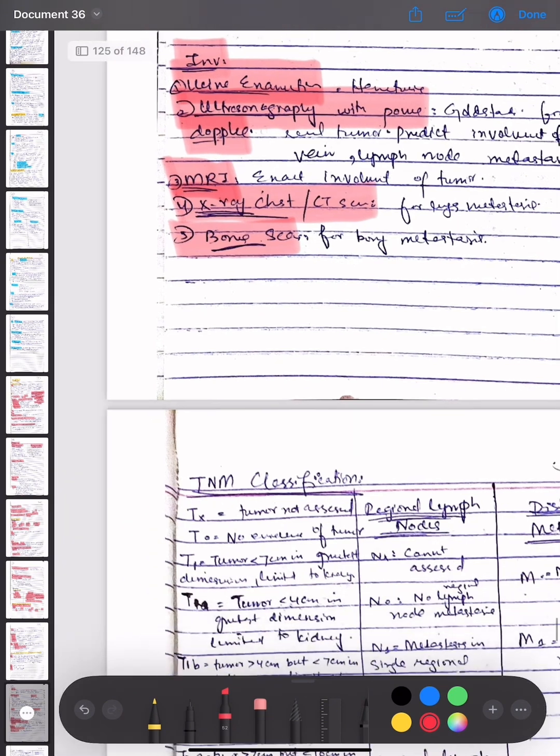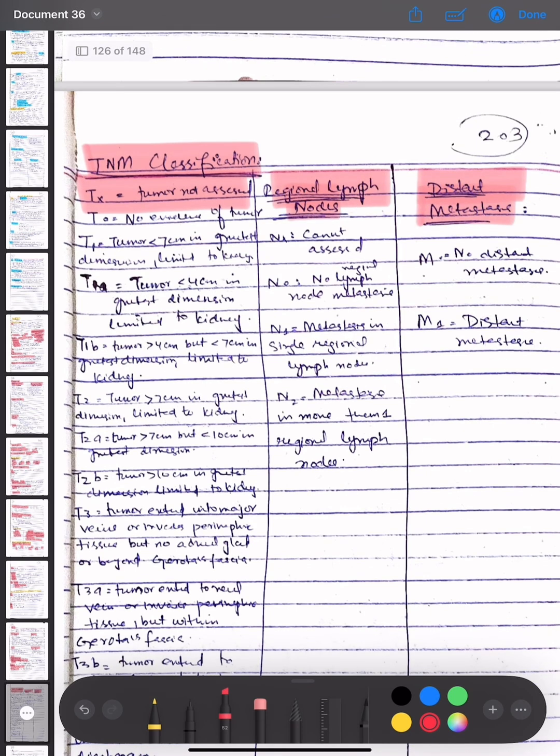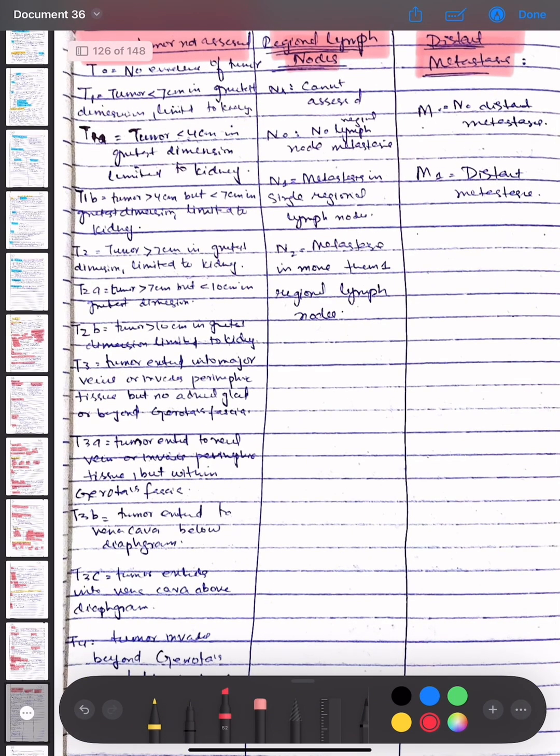Now the TNM classification of renal cell carcinoma: we have T for tumor, N for lymph nodes, and M for distant metastasis. T0 is no evidence of tumor. T1 is tumor less than 7 cm in greatest dimension limited to kidney. T1A is tumor less than 4 cm limited to kidney. T1B is tumor greater than 4 cm but less than 7 cm limited to the kidney. T2 is tumor greater than 7 cm limited to the kidney. T2A is tumor greater than 7 cm but less than 10 cm. T2B is tumor greater than 10 cm limited to kidney.